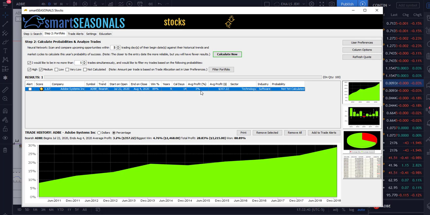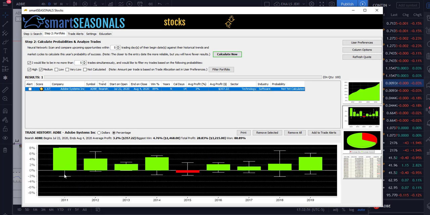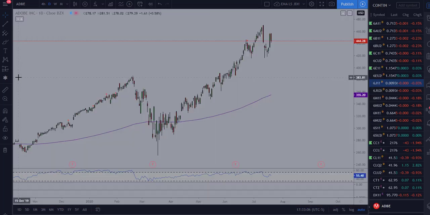Average profit's been about 3%, with an 89% win rate over the last 9 years. And you can see the year-by-year breakdown going back to 2011. We had that one losing year there in 2015, although relatively modest. What we want to do now is drill into the chart and see the potential setup.